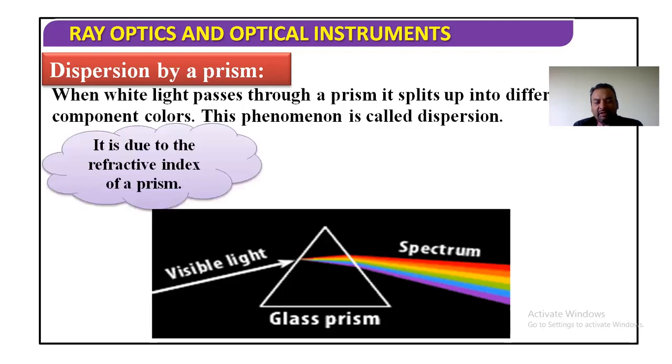Now, why are the different colors dispersed, and why does violet get maximum bending and red get minimum bending? It is due to the refractive index of the prism, because the refractive index of a prism is different for different wavelengths. Refractive index is maximum for the violet light and minimum for the red light. That's why the bending of red is least and the bending of violet is maximum. It is only due to the refractive index of the prism.